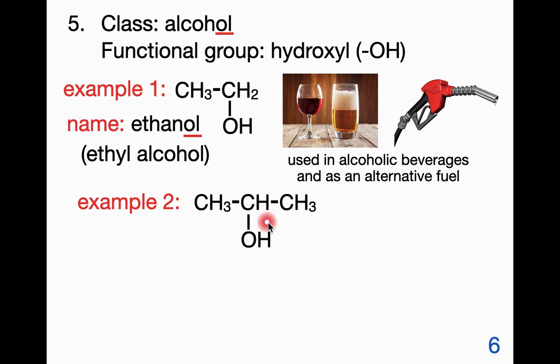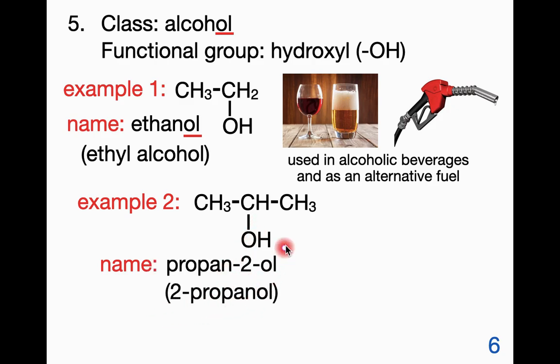Now for this compound, the hydroxyl group is off of the second carbon. So we need to have a number to indicate that. We didn't need a number for ethanol because it was only a 2-carbon chain. So it had to be off the first carbon. Either one of these would be the first carbon. But for this compound, we need a number. So the name of this is propan-2-ol or 2-propanol.